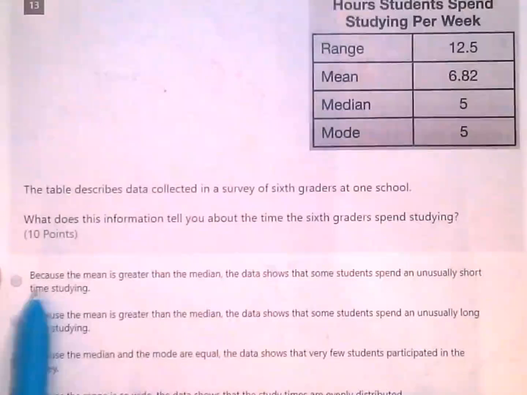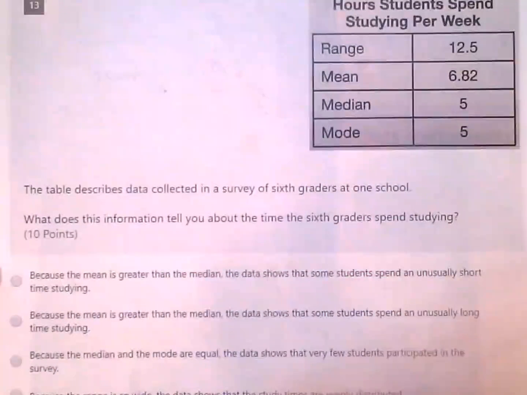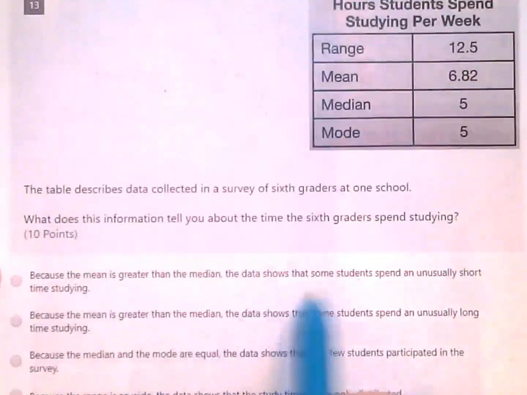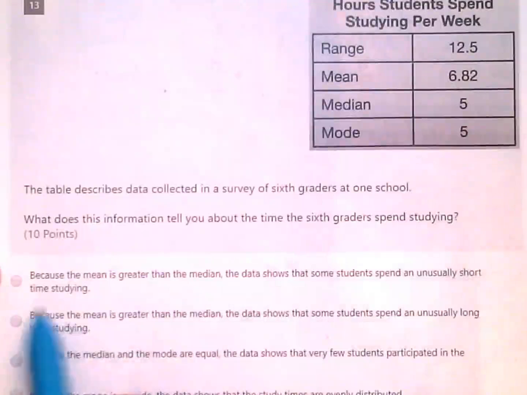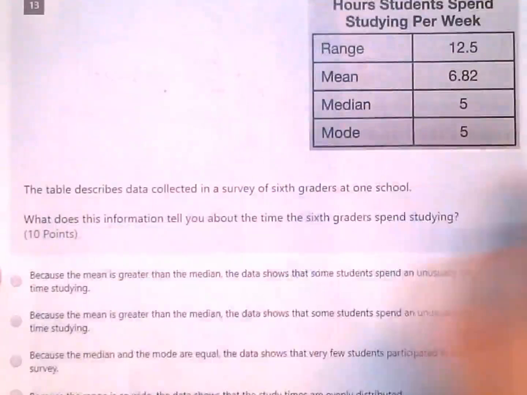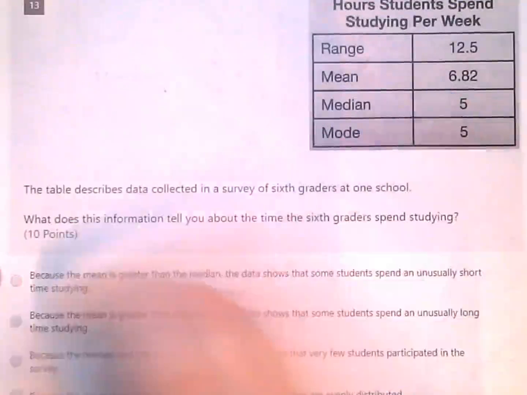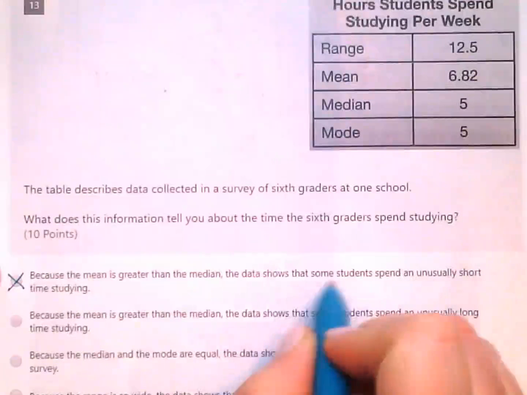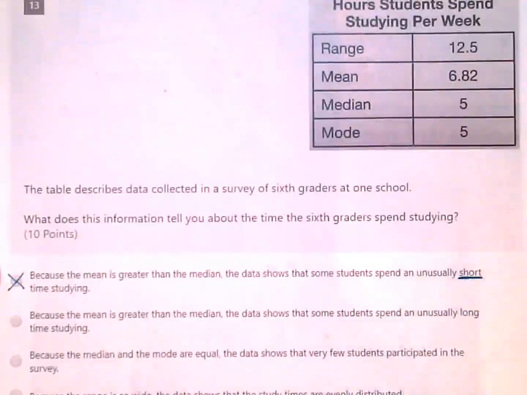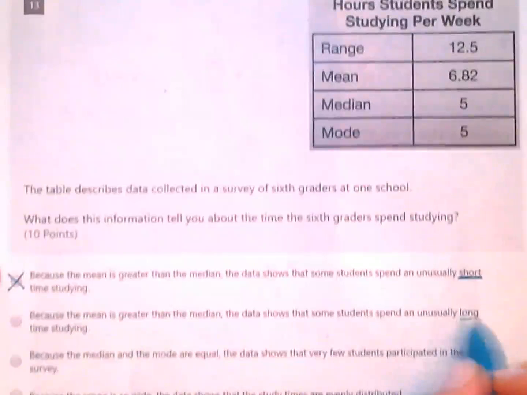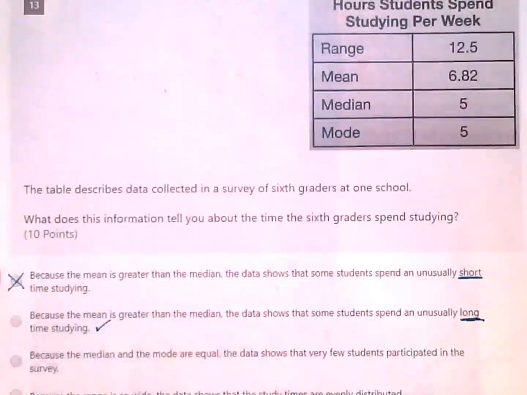Let's look at some of our options here. Because the mean is greater than the median. So is the mean greater than the median? Yes. So this one's still in the running. The data shows that some students spend an unusually short time studying. But remember, as we increase the numbers in our data set, then our mean is going to get bigger and bigger. So that one can't be true because it will not show that they have short times. It means that they're going to have a little longer time. So because the mean is greater than the median, again, that's true, so we're still good. The data shows that some students spend an unusually long time studying. So far, that one sounds pretty good to me.